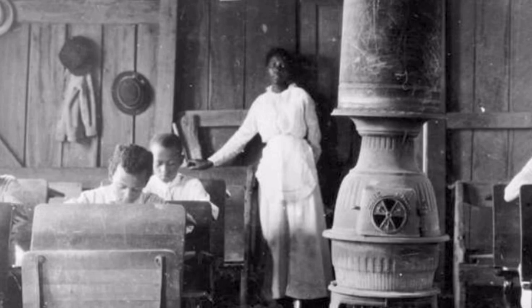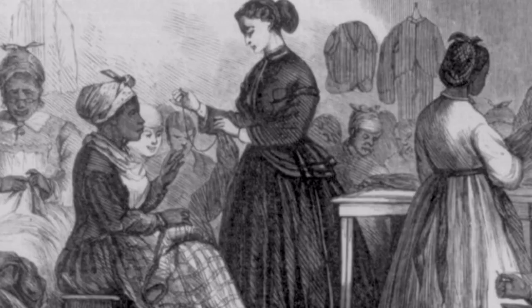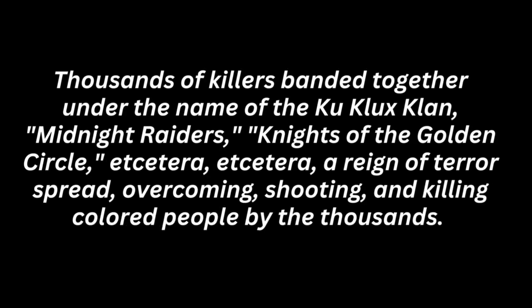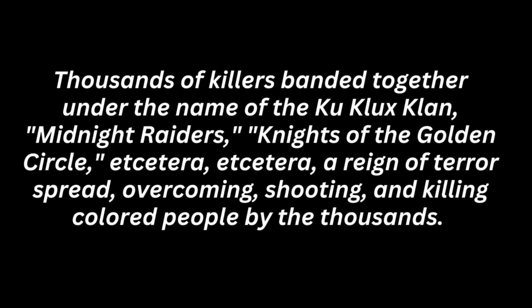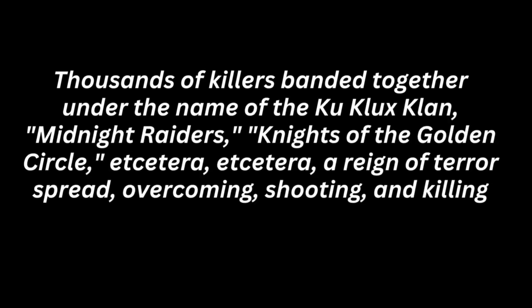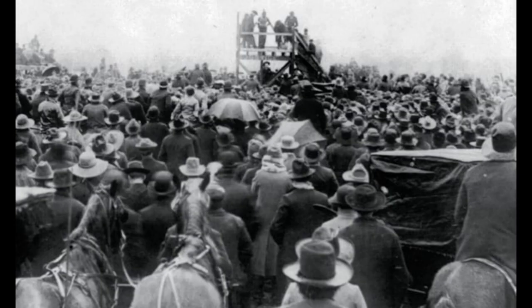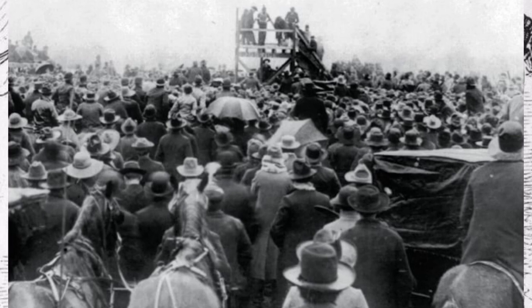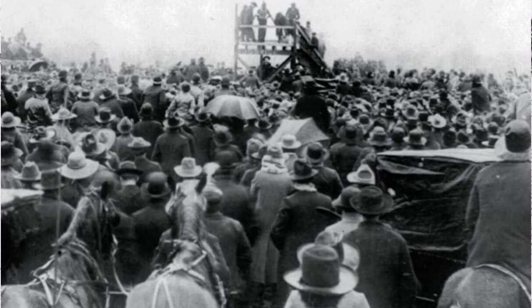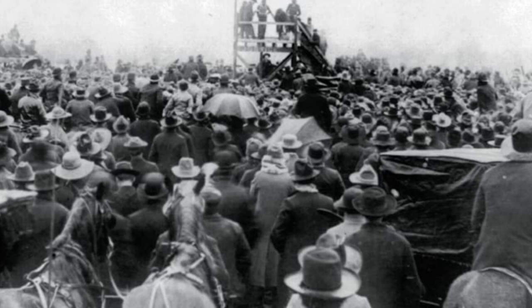Black lynching came to an end in the West, but a new mob movement began in the South. This was entirely political, its purpose being to suppress the colored vote by intimidation and murder. Thousands of killers banded together under the name of the Ku Klux Klan, Midnight Raiders, Knights of the Golden Circle, etc. A reign of terror spread, whipping, shooting, and killing colored people by the thousands. In a few years, the objective was achieved, and the black vote was suppressed. But the mob murder continued.